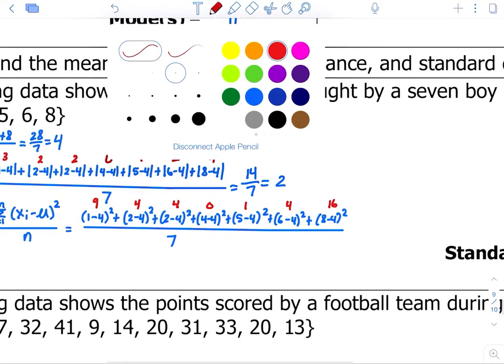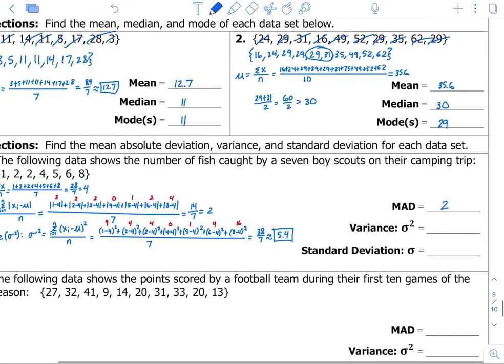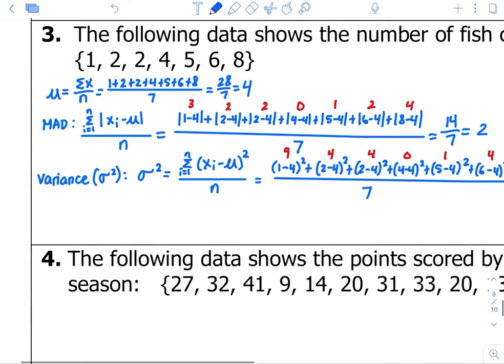So let's add all of these together, and you guys are going to get 9 plus 4 plus 4 plus 0 plus 1 plus 4 plus 16. So you're going to get 38 all divided by 7, which is roughly going to be 5.4. There's your guys' variance. And now all we have to do is get your standard deviation, you guys, which is just sigma.